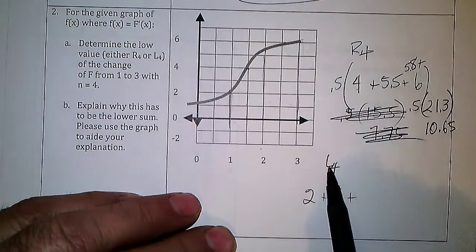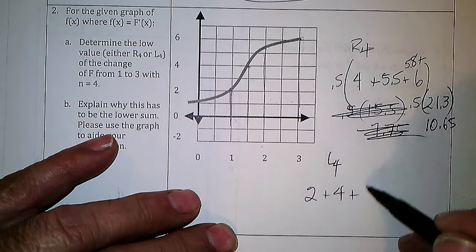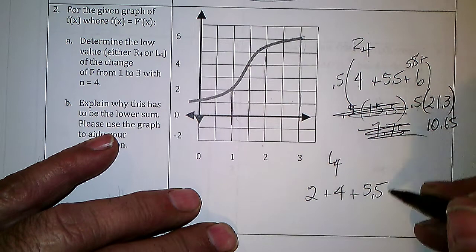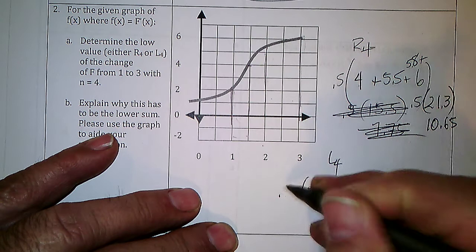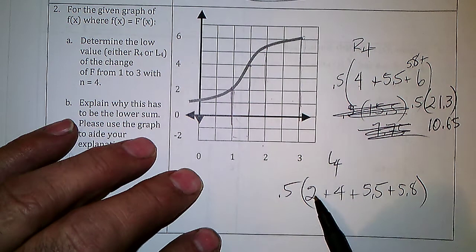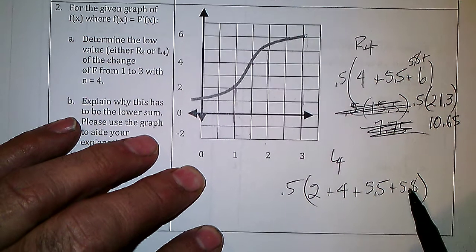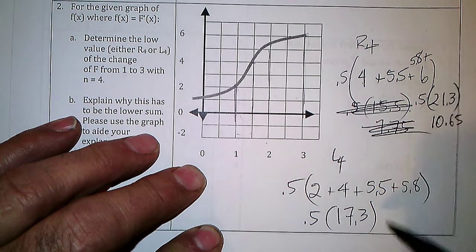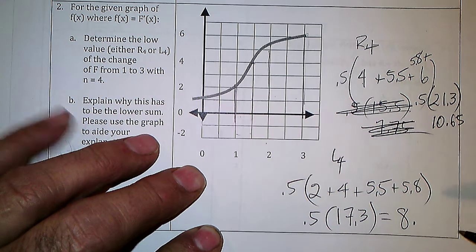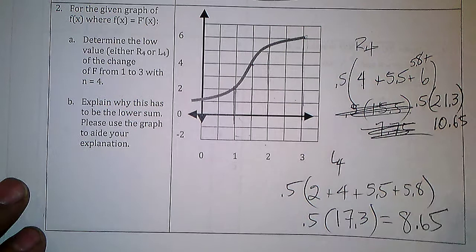Okay, left 4. Now we're doing this side, so that's 2, and then the first 3 of these, 4 and 5.5 and 5.8, each a half wide. So 2 and 4 is 6. These together are 11.3, and 6 is 17.3 times a half, which would be 8.65. I believe, unless I did some mental arithmetic incorrectly. Okay.